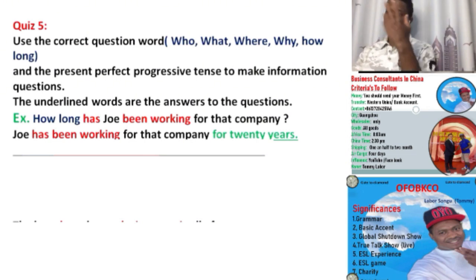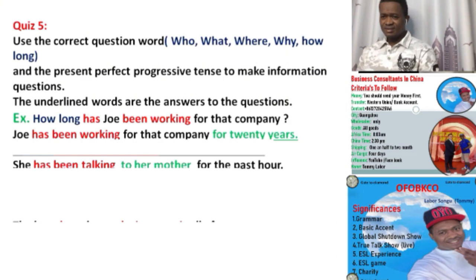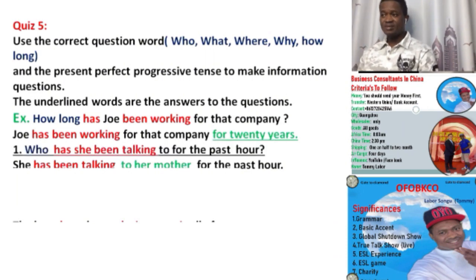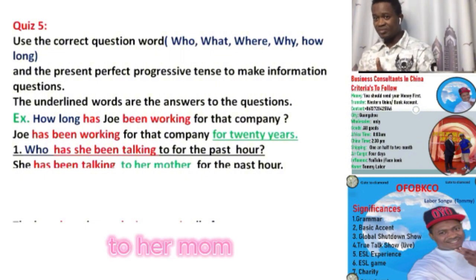Okay, this is another example. Okay, let's do the rest. She has been talking to her mom for the past hours. So the answer here has to be her mom. So let's prove it. Let's use a WH question there. Who has she been talking to for the past hours? A mom. So a mom is the answer, the underlined word.